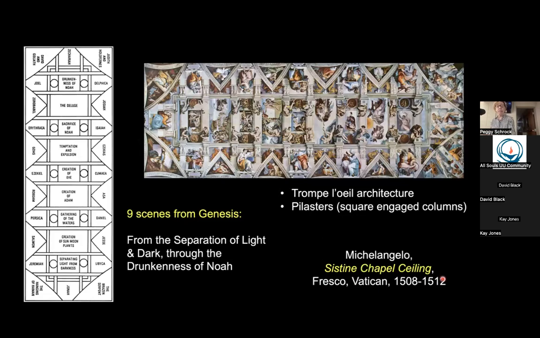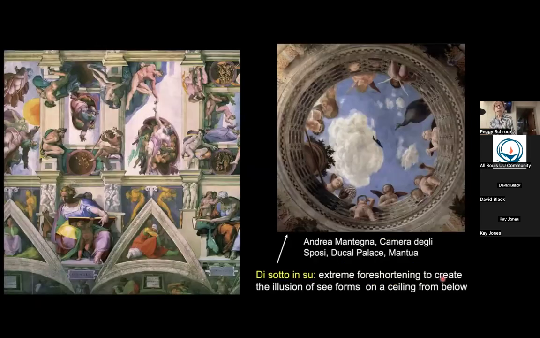Now, the program that he devised is complex, and I'm not going to go into all of it, but the main scenes are a series of 9 that start, I believe, over the altar with the separation of light and dark. There are 9 scenes from Genesis. And they end with the drunkenness of Noah, and they move directly across. Now, there are lots of other images. There are prophets and sibyls from the Old Testament and the ancient world. There are scenes of the family of Jesus, figures from the tree of Jesse, which we talked about before, and other scenes. But I just really want to focus on the main scenes, and we'll primarily focus on one.